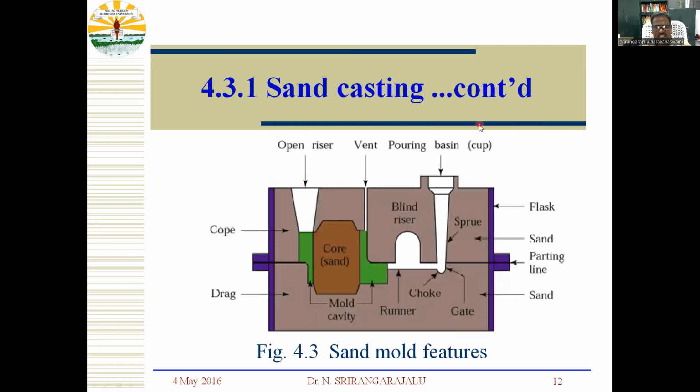In the sand casting method, there is an open riser, vent, pouring basin or cup, flask, sprue, blind riser, core, sand, cope, drag, mold cavity, runner, choke, gate, and parting line. So many components are there in this method. This is the sand casting mold features.